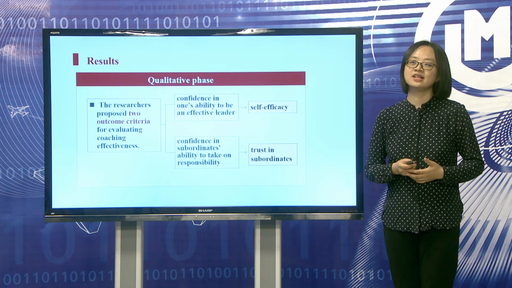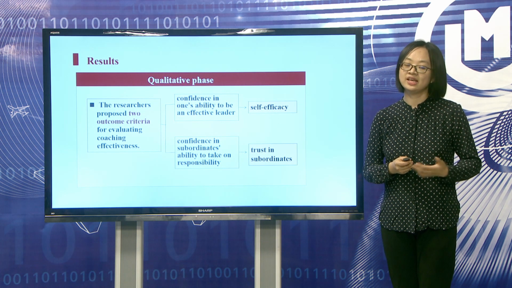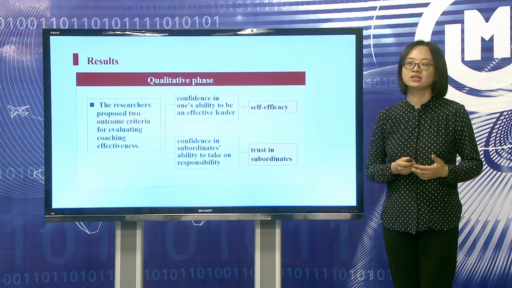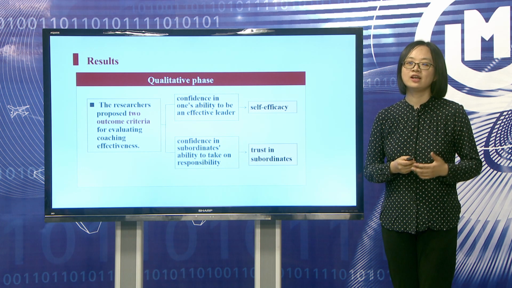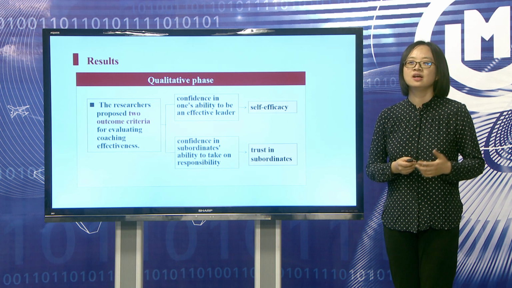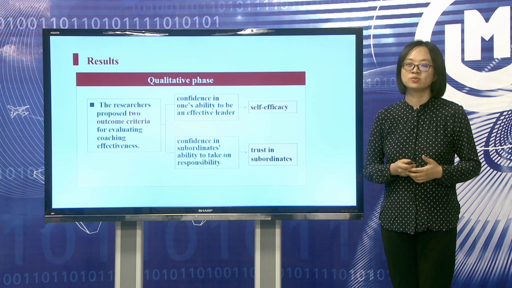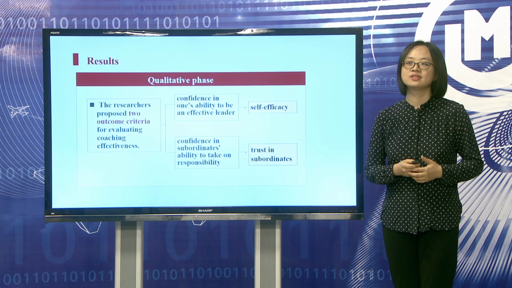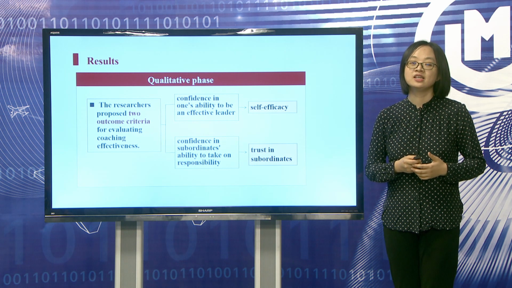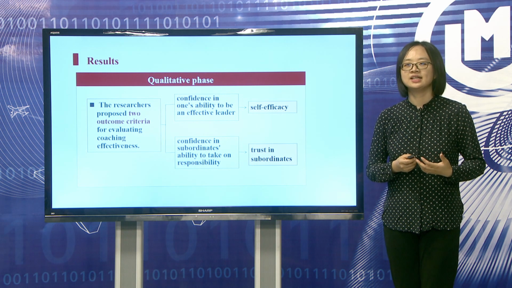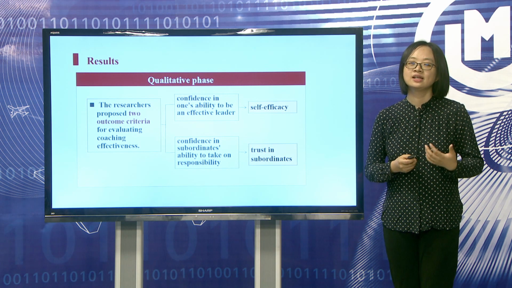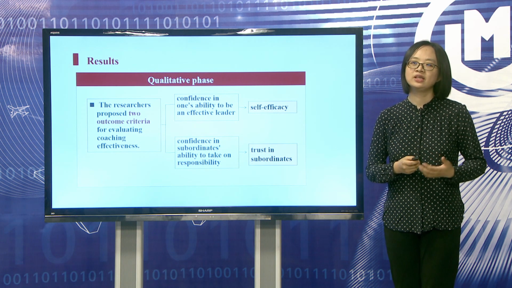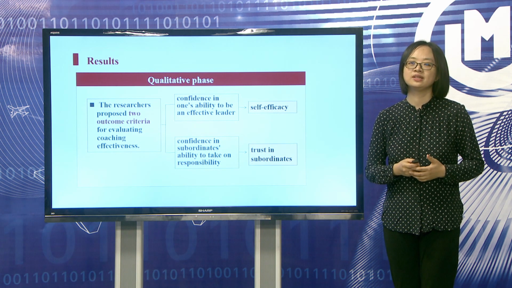Here are the results of the qualitative phase. 2 valuable and appropriate outcome criteria for evaluating coaching effectiveness stood out from the focus group discussion. One was confidence in one's ability to be an effective leader, and the other was confidence in subordinates' ability to take on responsibility.